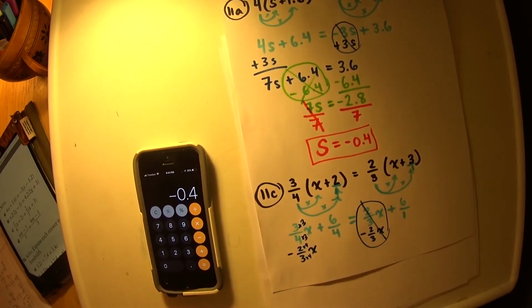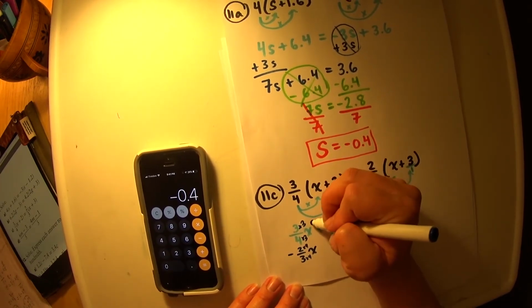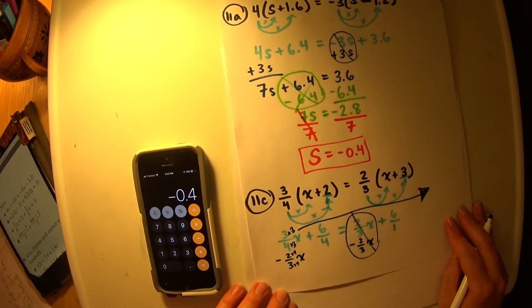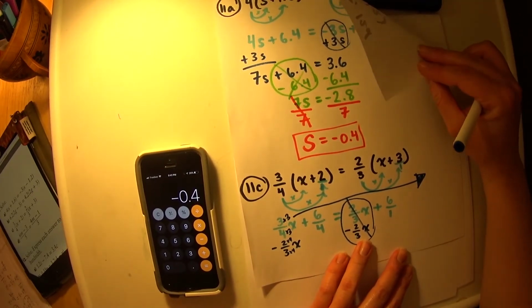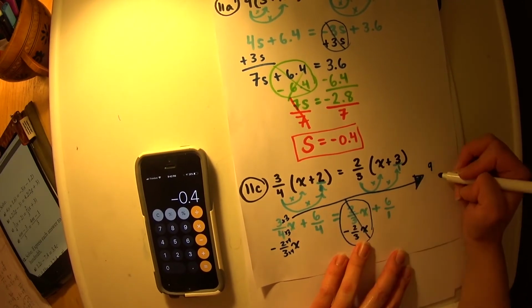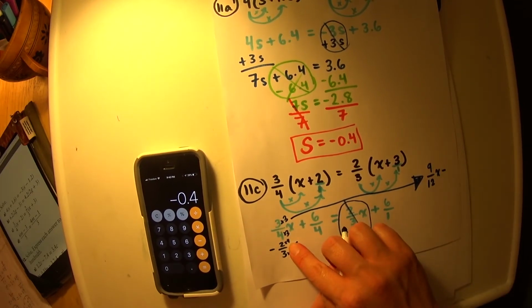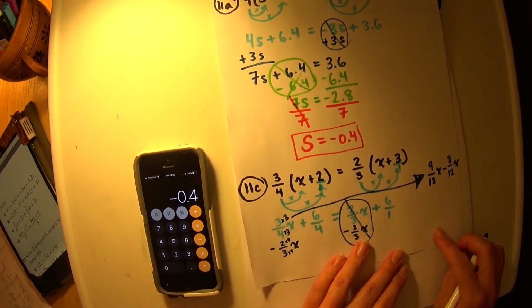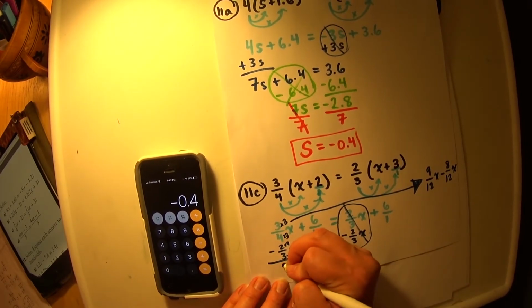So what do I end up with? I might even just go off to the side here. Okay, so here's what I end up with, just making sure I can still see this. 3 times 3 is 9 over 12x, minus 2 times 4 is 8 over 12x. 9 over 12x minus 8 over 12x leaves me with 1 over 12x.